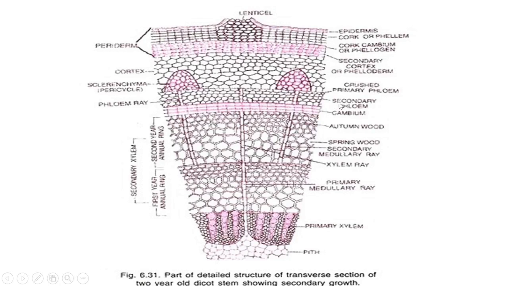And due to the development of secondary phloem, primary phloem becomes crushed out. Same condition is found toward the inner side. That means due to the formation of more and more secondary xylem here, the primary xylem is pushed toward the center. And finally pith is ruptured, primary xylem is ruptured, and the total portion is covered by the wood. This is nothing but the secondary xylem. This is nothing but the secondary growth.